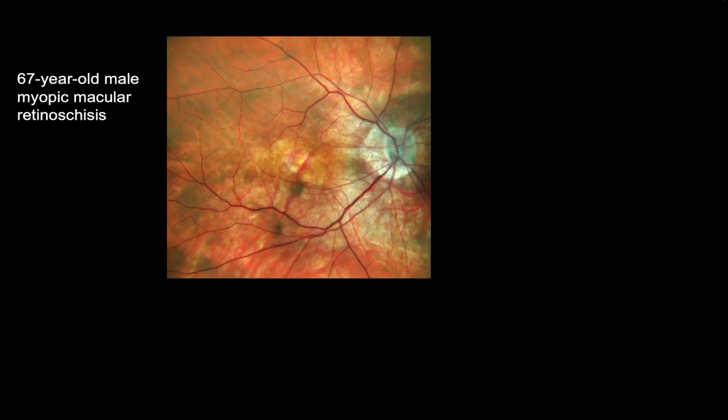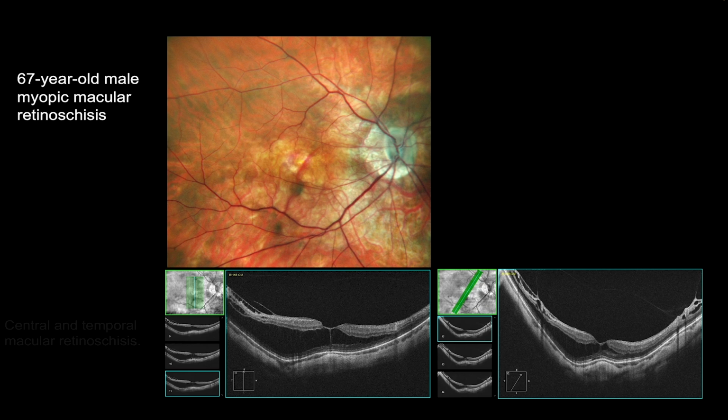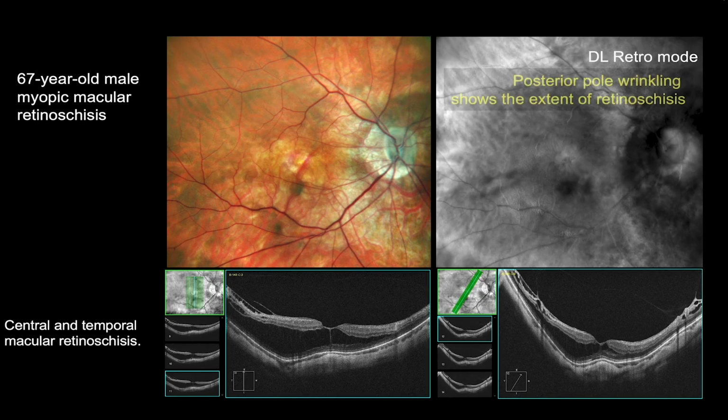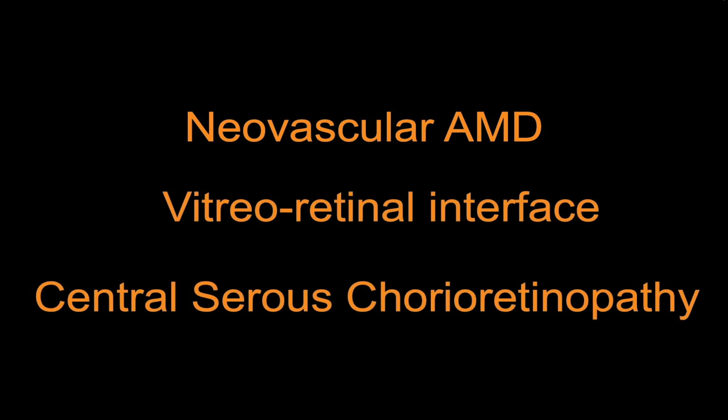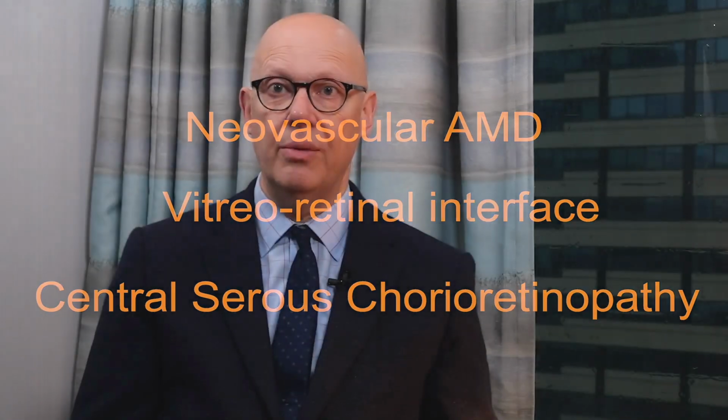Now for pathologic myopia. Here is the case of a 60-year-old male with myopic macular retinoschisis well displayed on the OCT. But you see that on the DL retro mode, we see the extent of the wrinkling due to the schisis. For neovascular AMD, for vitreoretinal interface conditions or central serous chorioretinopathy, retro mode will show the elevations of the retina due to edema, retinal serous detachment, or pigment epithelial detachment. And this helps to make the diagnosis, but maybe in this situation, retro mode doesn't bring very specific characteristics.